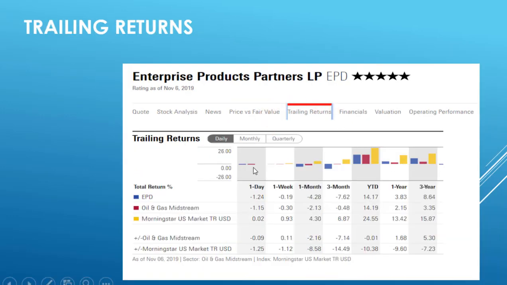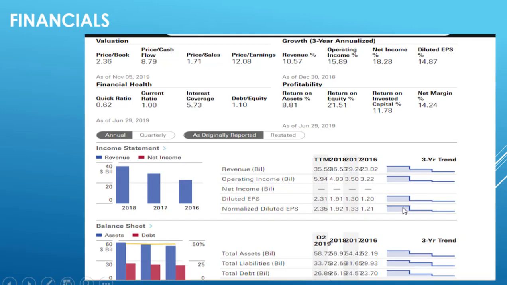We can also move on to trailing returns. So total percent return, 1 day, 1 week, 1 month, 3 years, year to date, 1 year. As you can see, on a 3-year average, the total return of this company is 8.64%, where the industry that it belongs to is only 3.35%. The whole market is 15.87%. So we now know that this is a midstream company based on its total return.